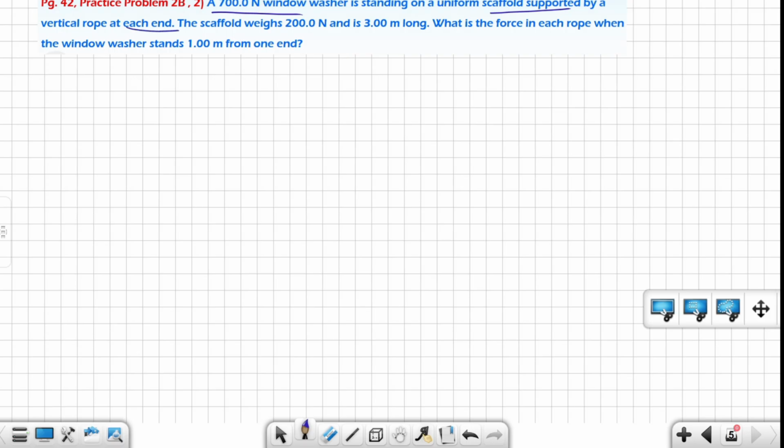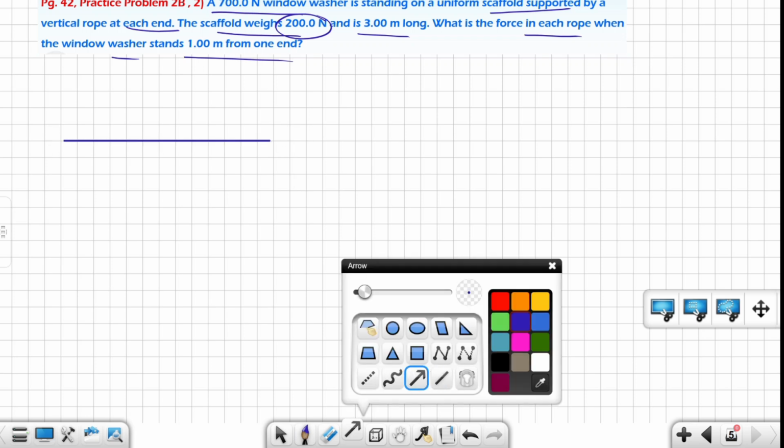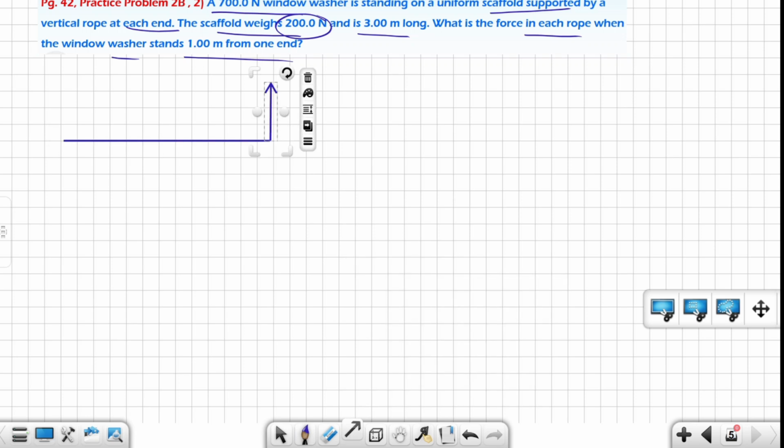At each end, the scaffold weighs 200 Newton. This time, the weight of the scaffold is important, and it is 3 meters long. What's the force in each rod? So I have to find both when the window washer stands 1 meter from one end. Again, apply the first step, draw a straight line, and supports at both ends. Apply two forces that are upward. Name it as F1 and F2.